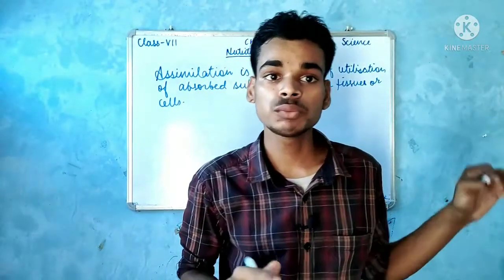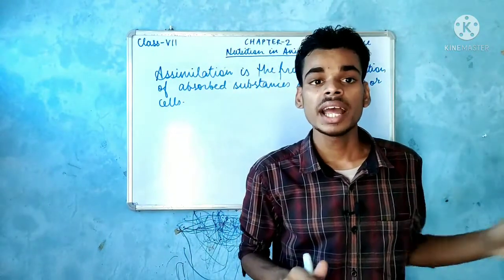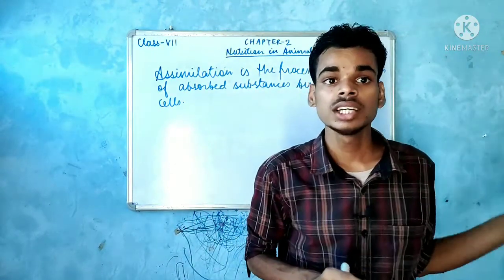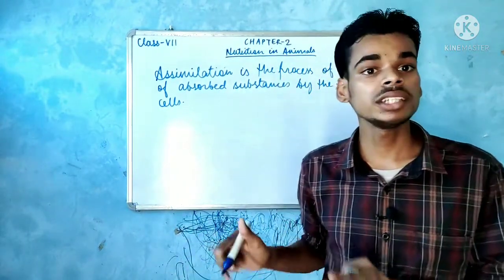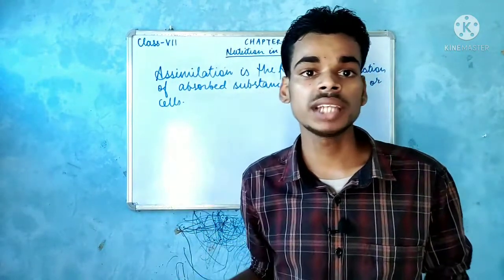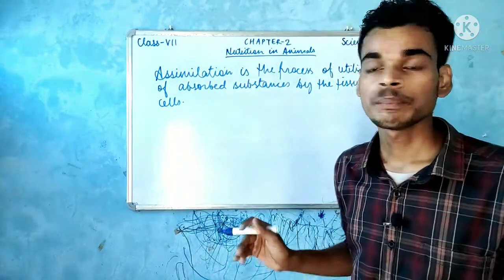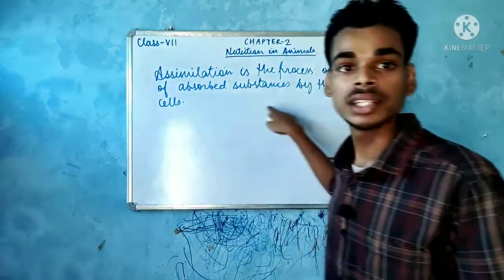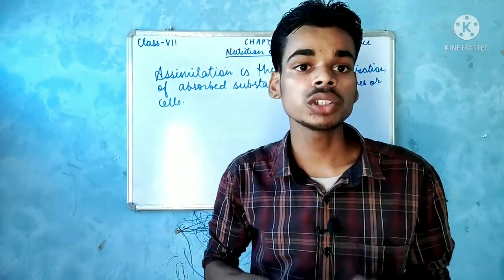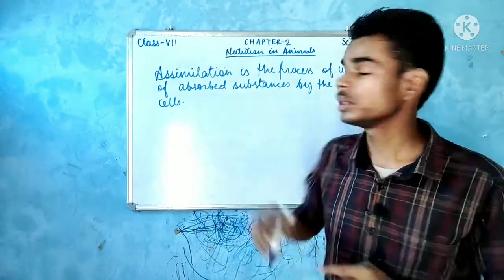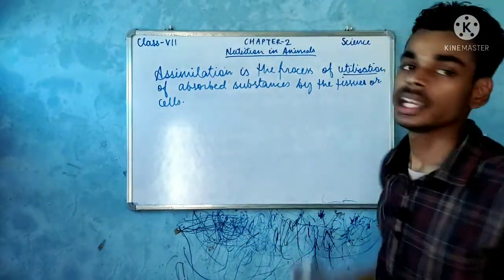The complete digestion of food takes place in the small intestine, and there, after the process of digestion, the food is absorbed through the villi that are present in the inner wall of the small intestine. And after the absorption, the absorbed food reaches the tissues or cells. There, the tissues or cells utilize it for getting energy.